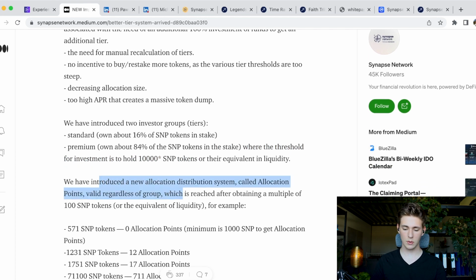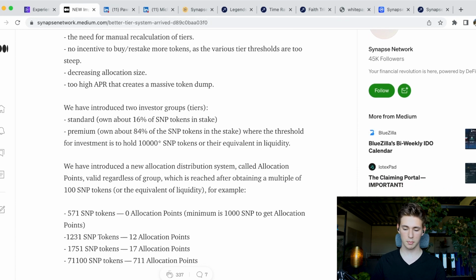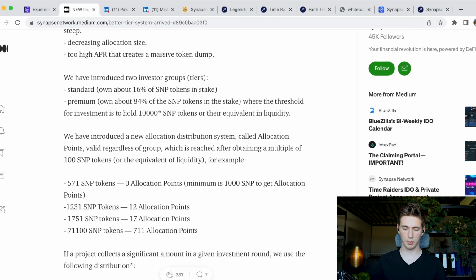We've introduced a new allocation distribution system called allocation points, valid regardless of group, which is reached after obtaining a multiple of 1000 SNP tokens, or the equivalent of liquidity. For example, 571 SNP tokens is 0 allocation points. Minimum is 1000 SNP to get an allocation. Then 1231 SNP tokens will be 12 allocation points, etc., etc.